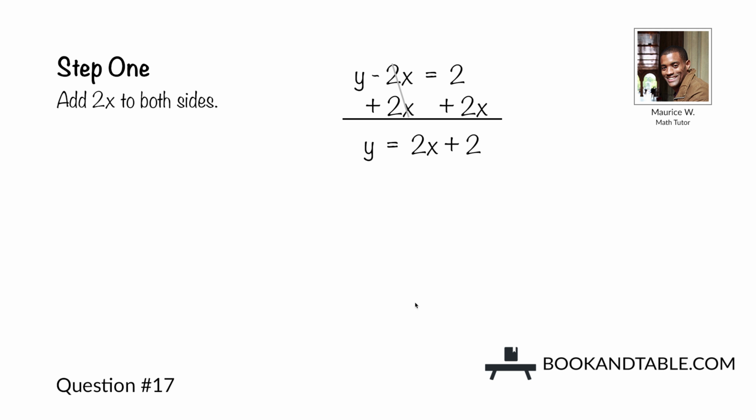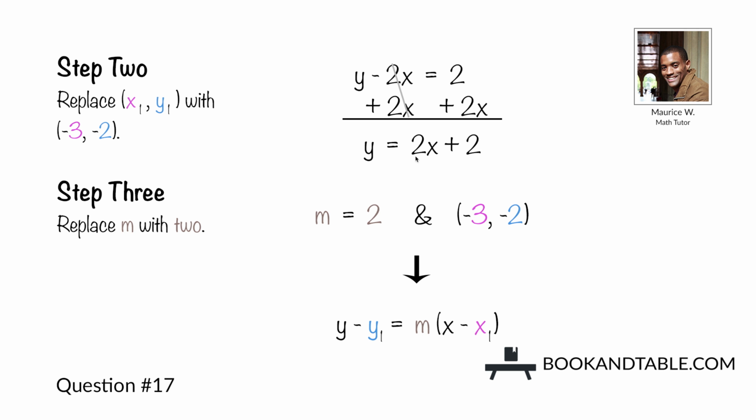Step 1, add 2x to both sides. This allows you to isolate y on the left side of the equation. And now we have it in y equals mx plus b form. So we see the slope of this line is 2, which means if the line we are looking for is parallel, it has the same slope, +2.